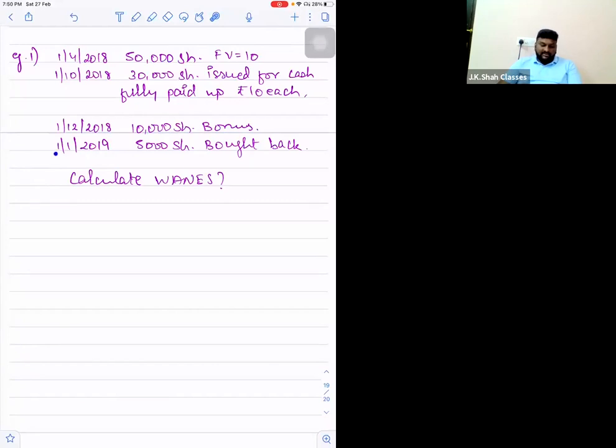Correct? And on 1st January 2019, 5,000 shares are bought back. That is a buyback of shares happening. Now, please understand, buyback is always done from the old equity shares, not from the fresh equity shares issued. So these 5,000 shares are bought back from the 50,000 shares. It is not bought back from the new shares or the bonus, because bonus and the new shares are issued in this year only. So they cannot be bought back immediately. So buyback will be done of the old shares.